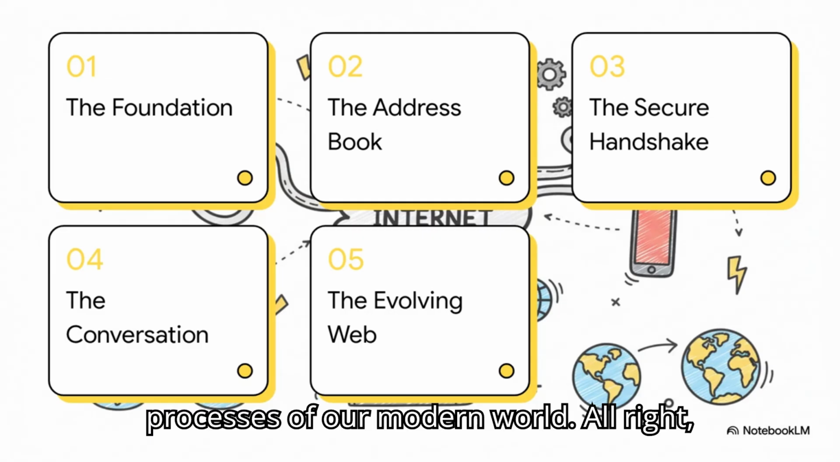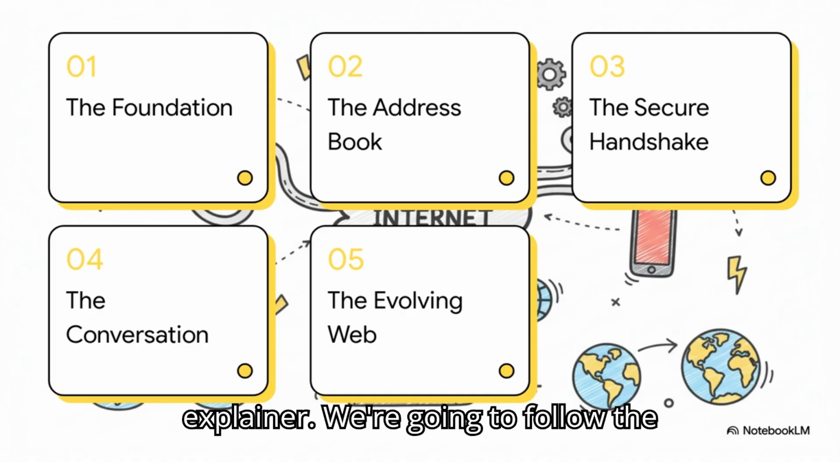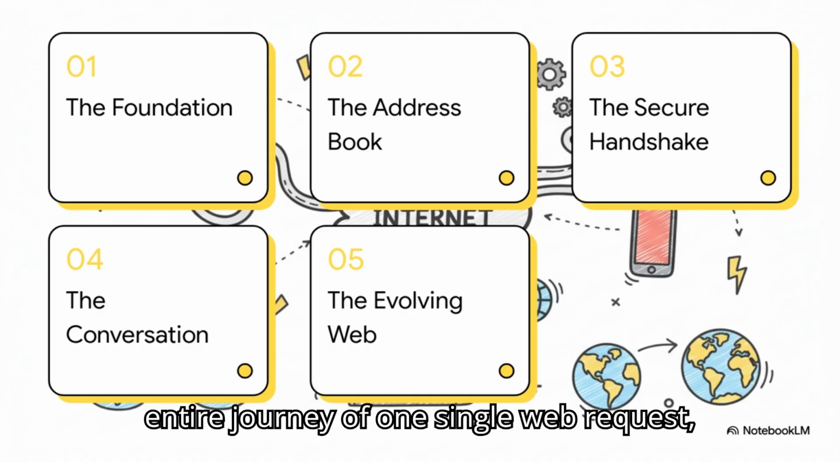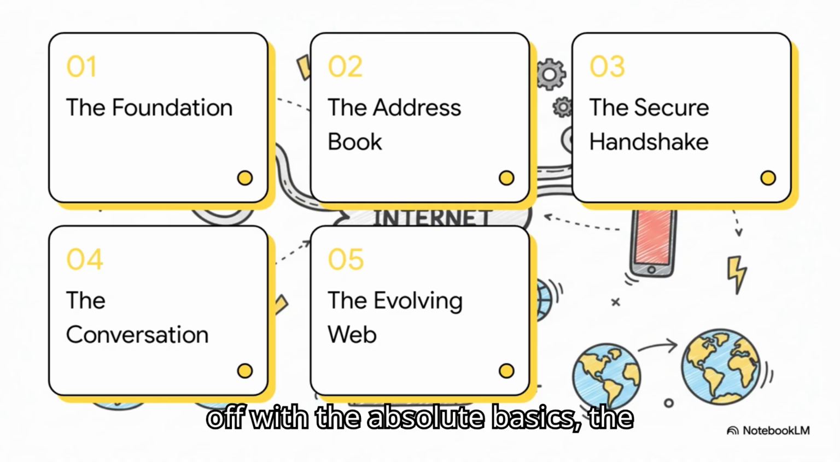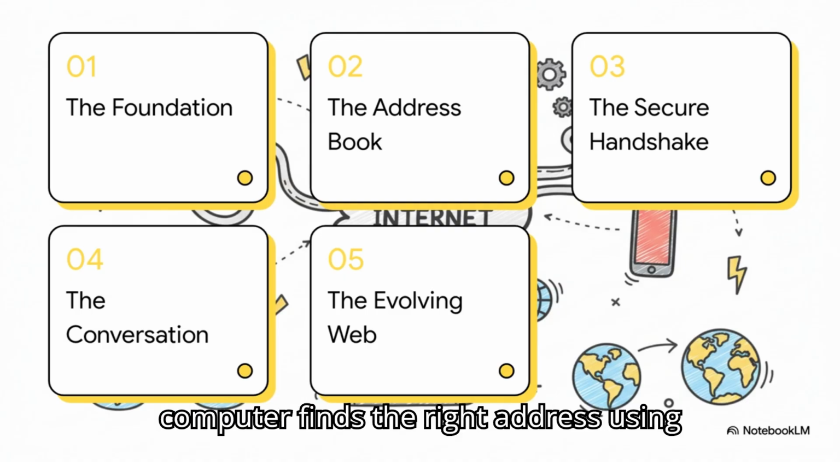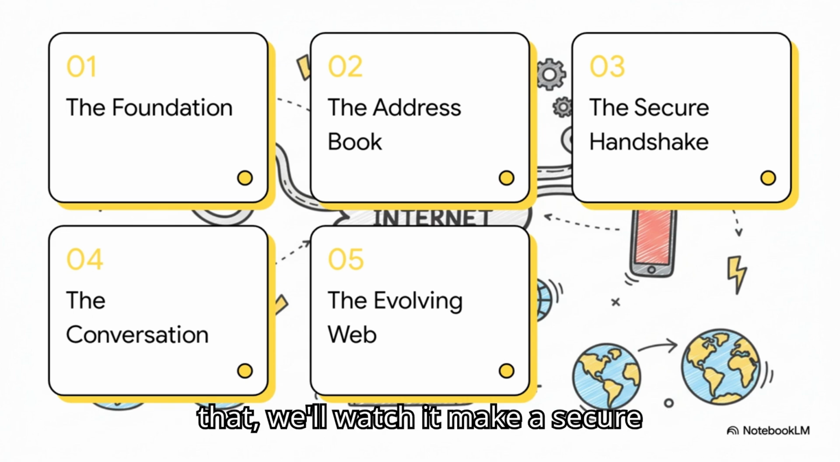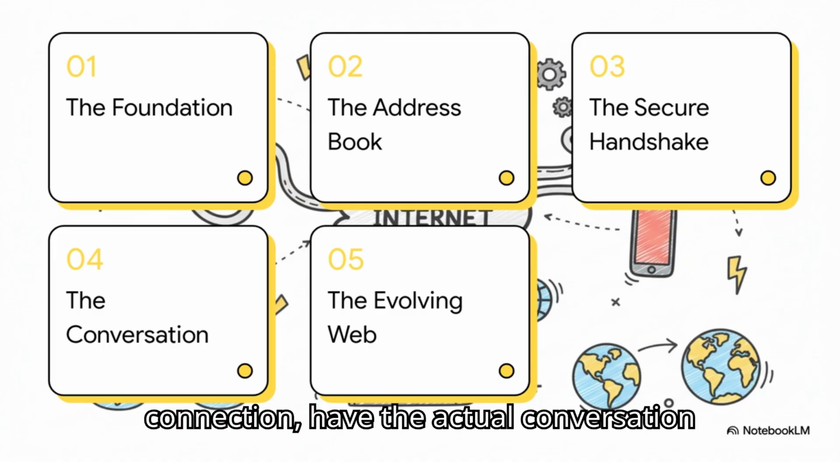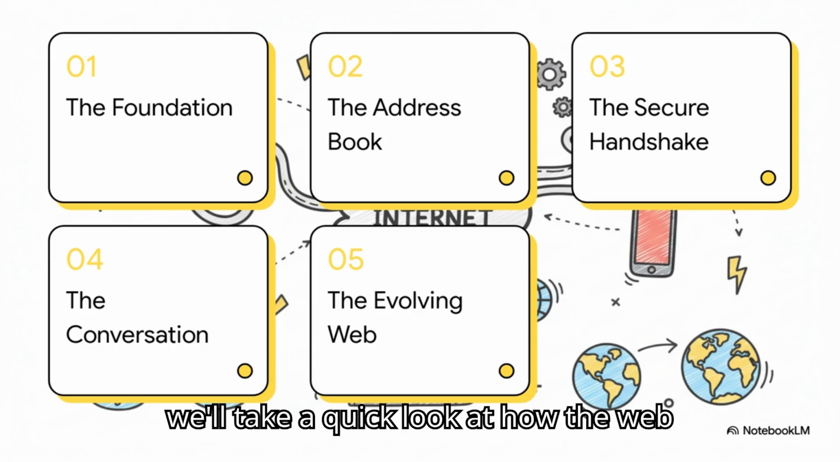All right, so here's the game plan for this explainer. We're going to follow the entire journey of one single web request from start to finish. We'll kick things off with the absolute basics, the foundation. Then we'll see how your computer finds the right address using the internet's giant address book. After that, we'll watch it make a secure connection, have the actual conversation to ask for the web page, and finally, we'll take a quick look at how the web itself has changed over time.